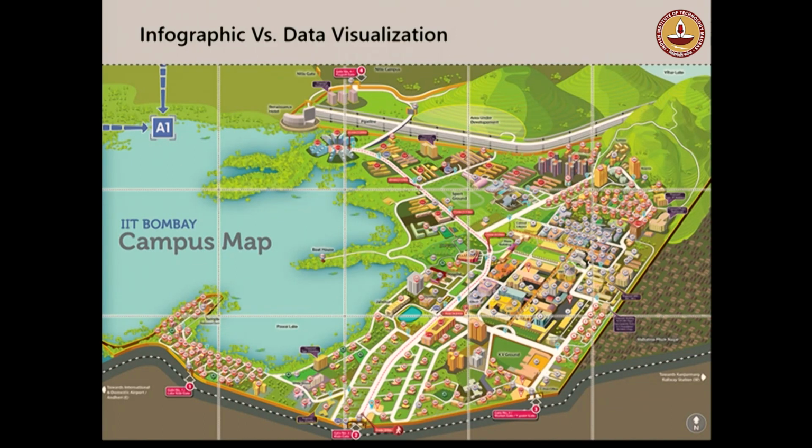It was done by Professor Mandar Rane along with some of his students. Probably it was one of the student projects that actually became this map, I think. One of the CD students in MDes. Now, this is what is called an infographic, okay? And because there is a very heavy editorial hand behind it.